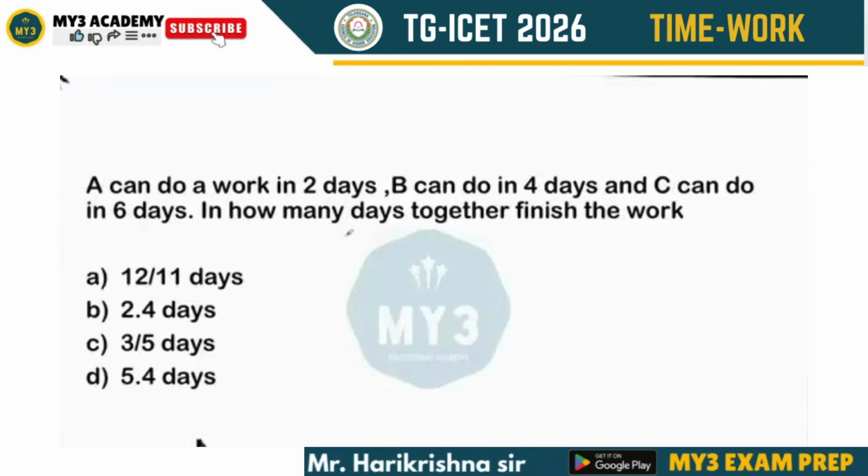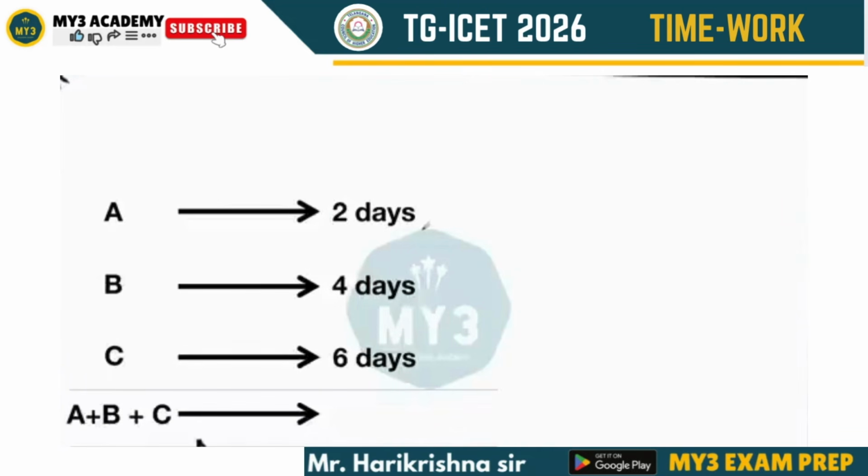If you observe the question here, A can do a work in 2 days, B can do the work in 4 days, C can do the work in 6 days. In how many days together can finish the work? So A is doing the work in 2 days, B is doing in 4 days, C is doing in 6 days. You can just take LCM of the numbers, because whatever is the work A is doing, B is doing the same work and C is also doing the same work.